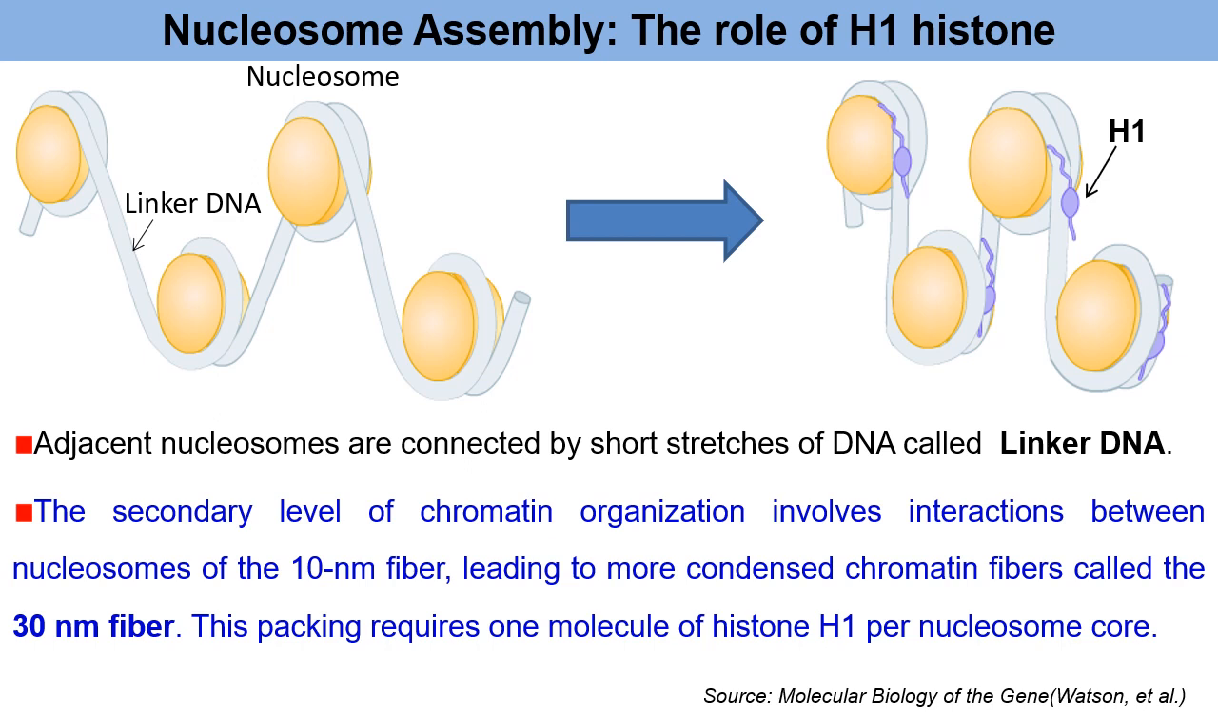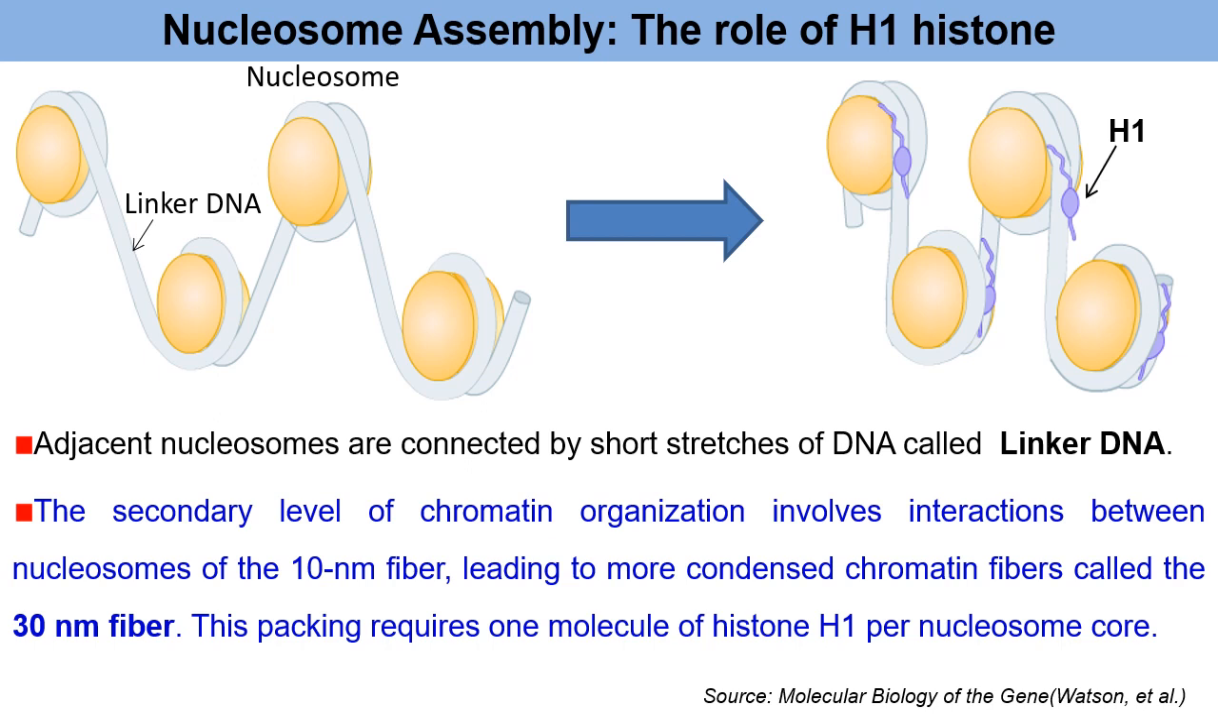We need to understand the fact that the secondary level of chromatin organization involves interaction between nucleosomes of the 10 nanometer fiber, leading to a more condensed chromatin fiber called the 30 nanometer fiber. This packing requires one molecule of histone H1 per nucleosome core. In other words, the binding of H1 histone to the linker DNA stimulates the formation of the 30 nanometer fiber by pulling adjacent nucleosomes into close proximity.